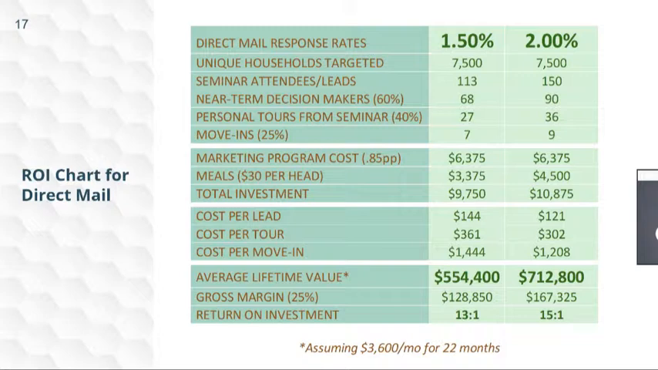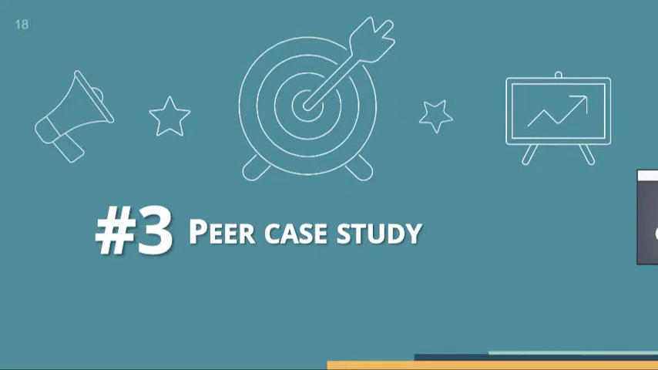Last group of numbers here would be the average lifetime value. So we use the industry averages of $3,600 a month in rent for a length of stay of 22 months and an average of 25% NOI or gross margin. And you can see in this example, the ROI would be 13 to 1. So really the goal of this slide here is to help you see that these are achievable with direct mail. And so, you've got to make those changes if you're not seeing these types of results with your direct mail efforts, and look at the calls to action, look at your targeted efforts, look at the mail piece itself going out, because all of those components are critical to be able to achieve these types of results.